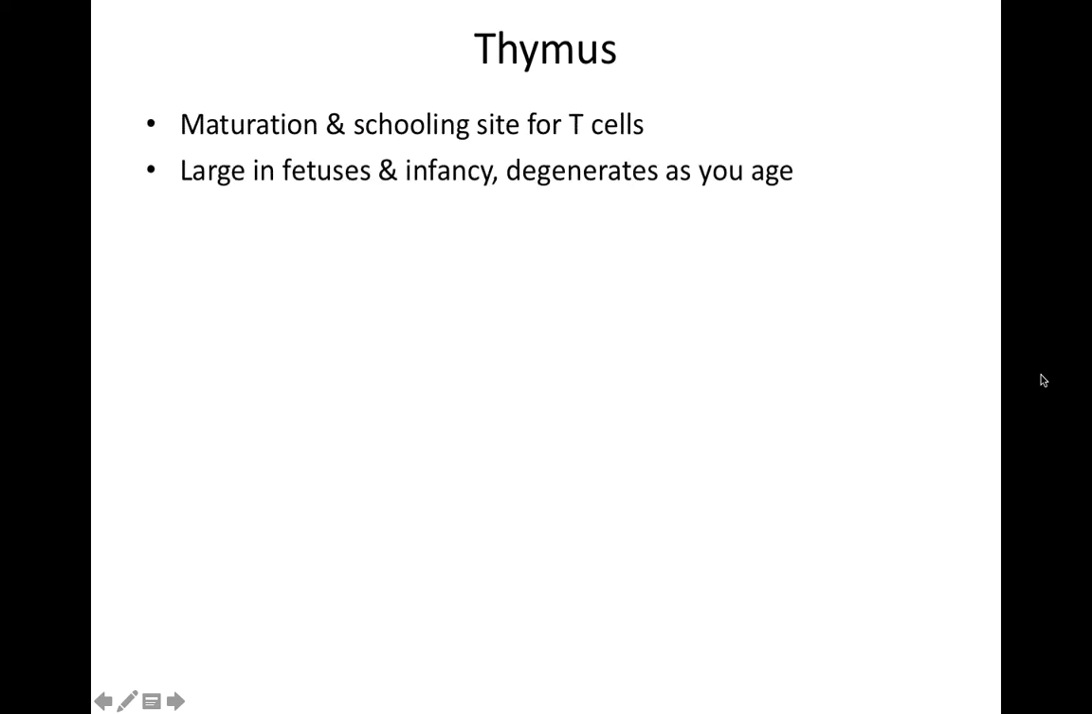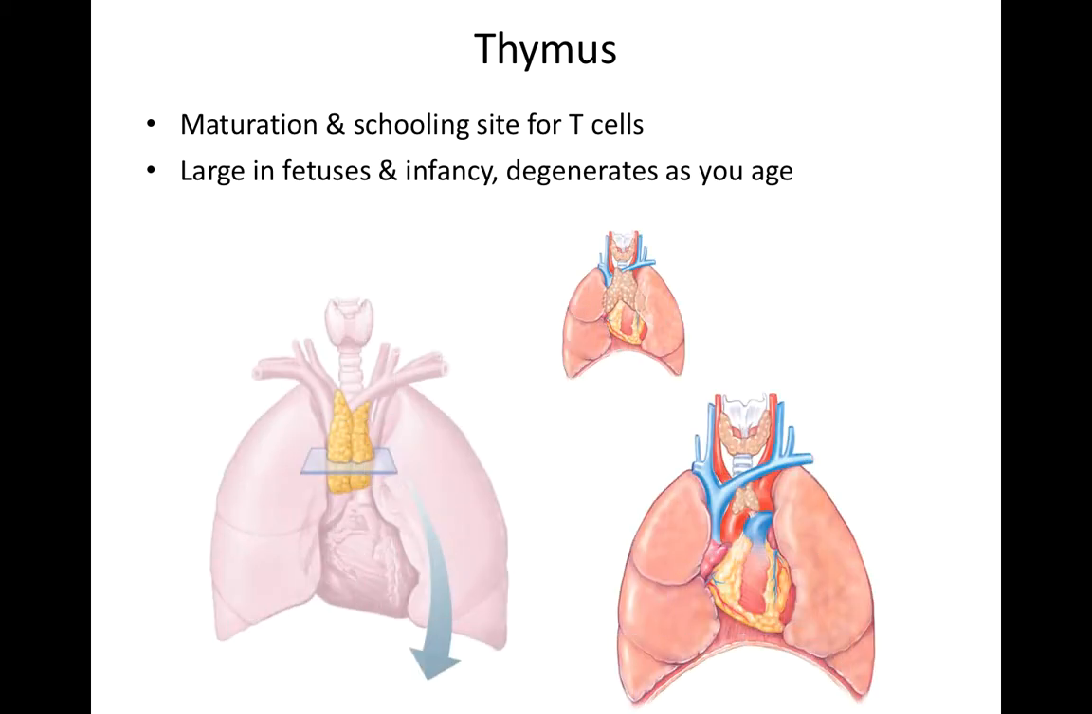The thymus we're going to talk about more later. It is basically a schooling site for T cells, so we're going to talk about the University of the Thymus later on. It's very large in a fetus and an infant, and then tends to degenerate as you age. Here you can compare the fetal heart to the thymus, and they're roughly the same size. In an adult, the heart is this size and the thymus is this. Eventually, it basically disintegrates into a little piece of connective tissue. There certainly are repercussions to this that we will talk about in the immune system.